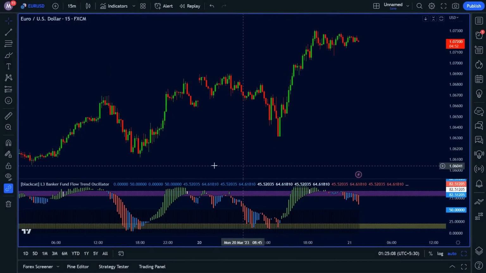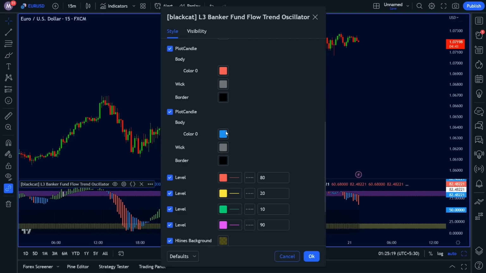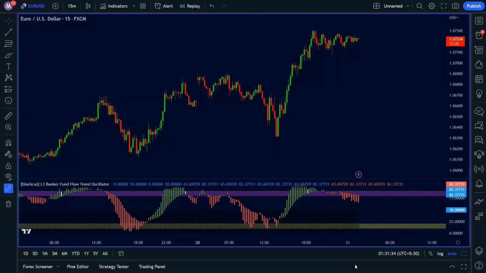After selecting the Banker Fund Flow Trend indicator, we'll add it to the chart above the price action. This will give us a clear view of how the market trend is developing and whether there is any bullish or bearish sentiment among the big players in the market. As you can see, this indicator is incredibly powerful, and it's one of the key tools that I use to make informed trading decisions. But this is just the first step. In the next part of this video, we'll explore our second indicator and show you how to combine them to generate profitable trades. So stay tuned and keep watching, because we're just getting started.